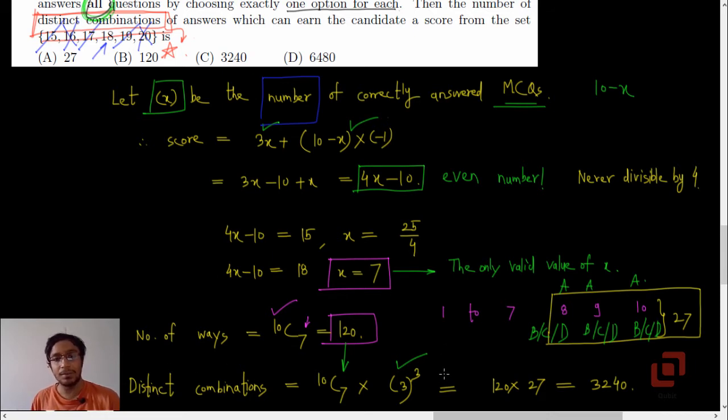So the distinct combinations is 120 into 3 cube, because 10C7 is 120. So 120 into 27 is 3240. So that is option C.